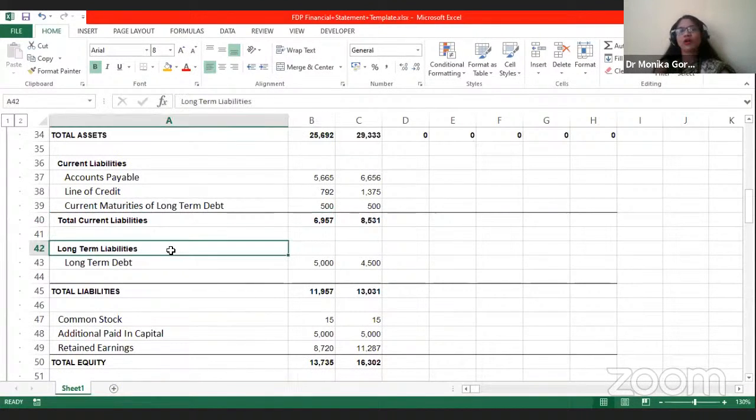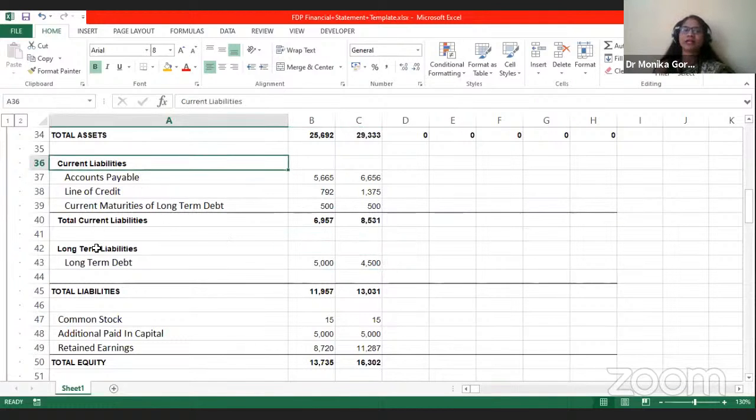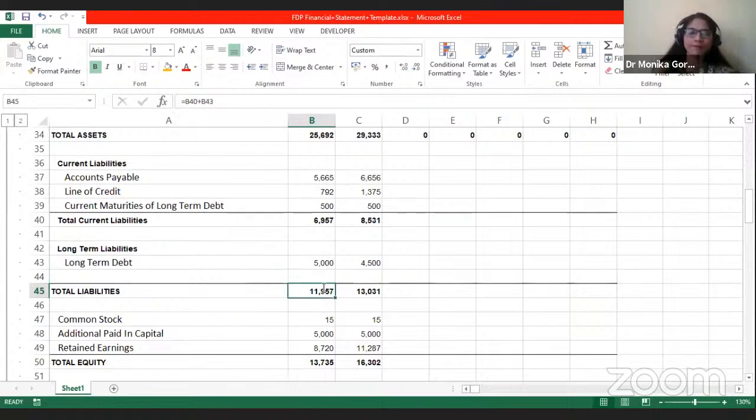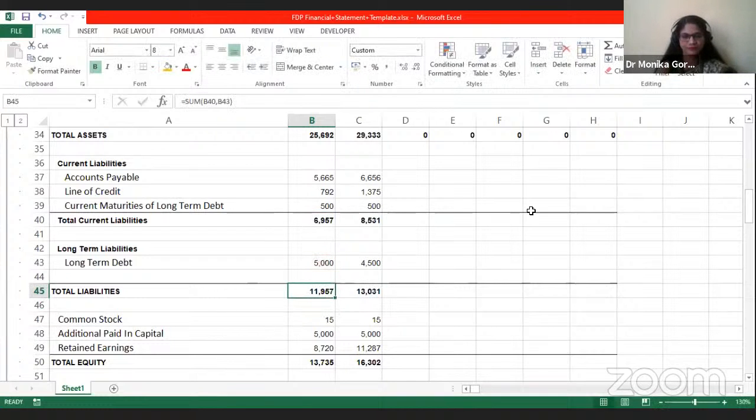Then my non-current liabilities. My non-current liabilities are my fixed liabilities, which is my long-term debt, which is 5,000 and here 4,500. When I add my current liabilities plus my fixed liabilities, I get my total liabilities, which is the sum of current and non-current liabilities. This is my total liabilities.